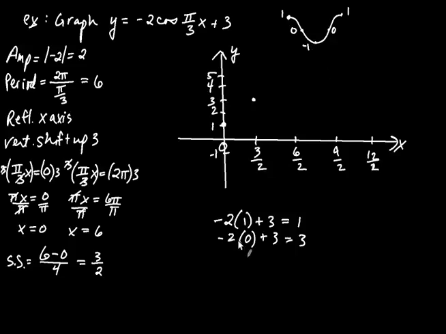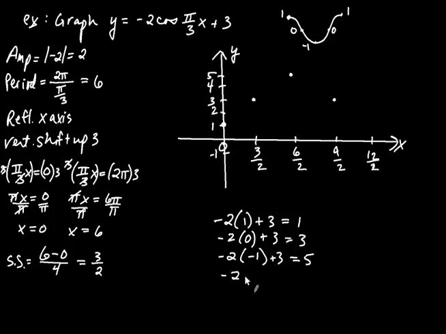Next one would be -1, plug that in, so it's -2 times -1 plus 3. Notice I'm not plugging this in for x. I'm replacing cosine of all of that with the -1. And when I do that, I get 5. So at the third significant point, I'm all the way up to 5, like maybe right about there. Okay, and then back down to what I used to get for 0, which was right here.